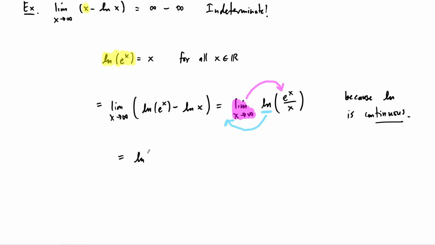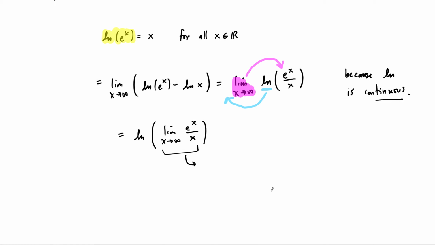So what we end up with now is the natural log of the limit as x approaches infinity of e to the x over x. This limit on the inside is what we're going to focus on, and we'll just have to remember that it's got to go back into the natural log when we're done, right? So we're just going to focus on this now. The limit as x approaches infinity of e to the x over x.